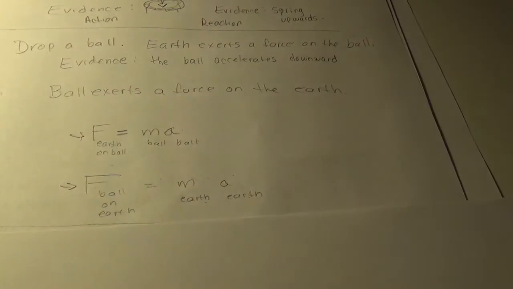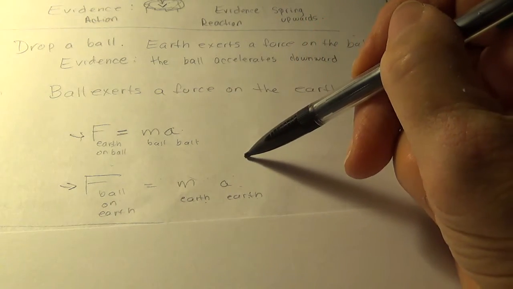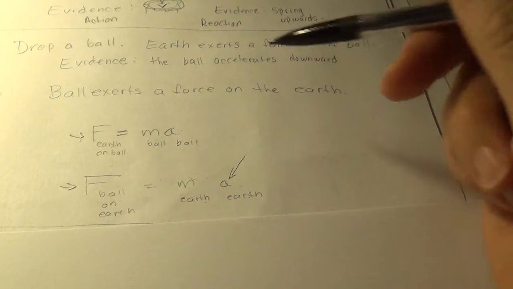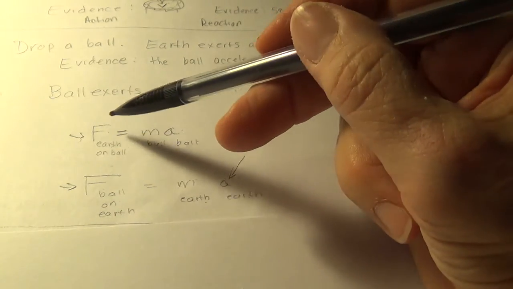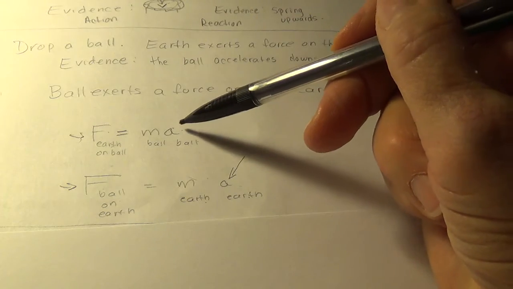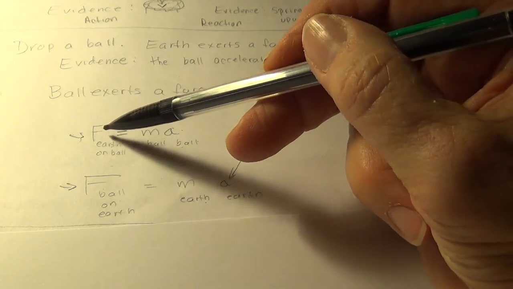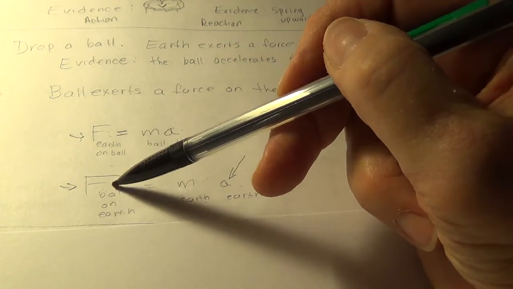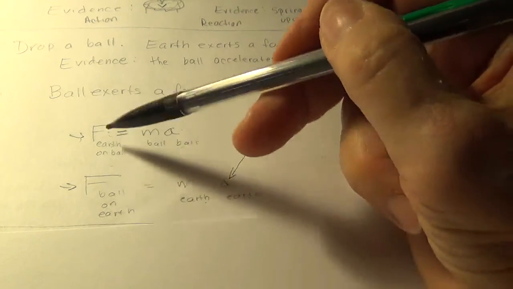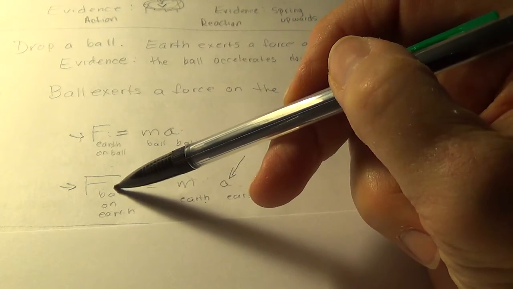So therefore, if they're exactly equal, how large is this number? Whatever number this is, we could easily calculate the mass of the ball and the acceleration of the ball and calculate the force of the earth on the ball. The force of the ball on the earth is going to be the same number. So whatever number we get here will be here.